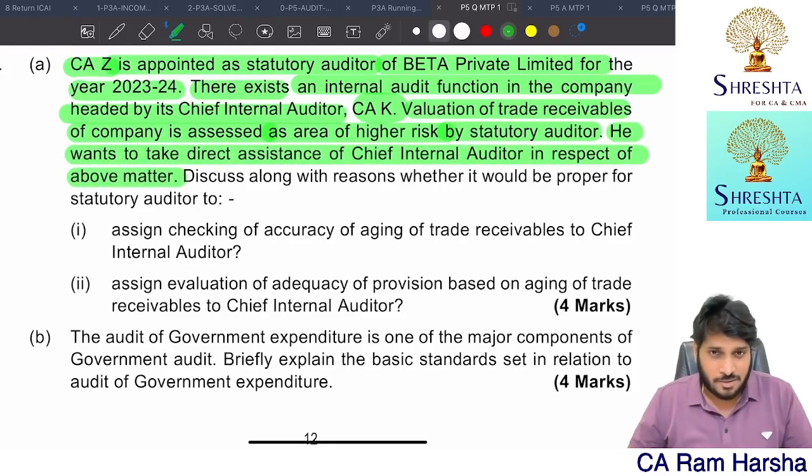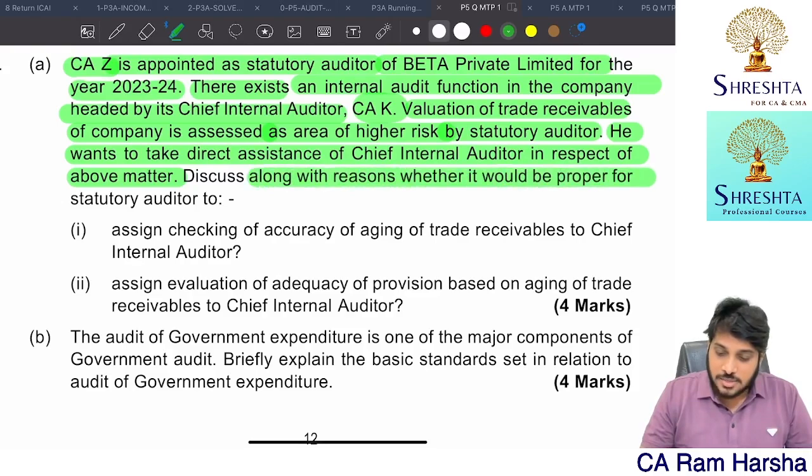When the area is assessed with a higher risk, their direct assistance should not be taken. There are areas where direct assistance shall not be taken: higher risk, significant judgments involved, or the area of work which is already performed by them, or matters relating to decisions under 610. You should not delegate these under direct assistance to the internal auditor.